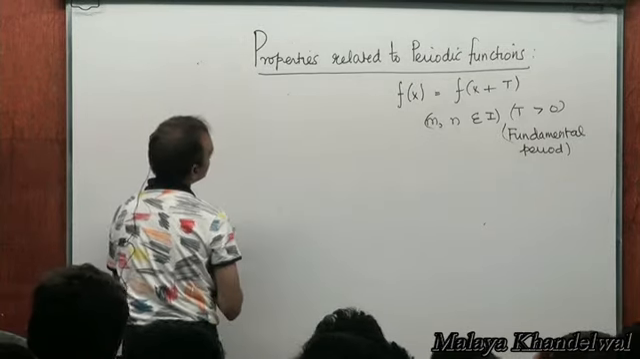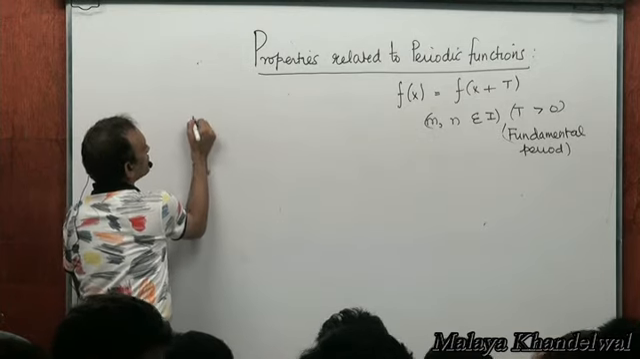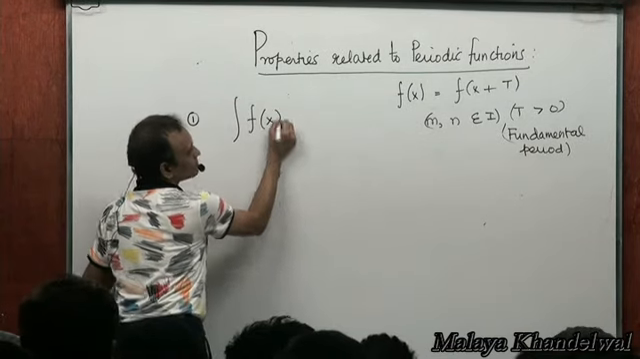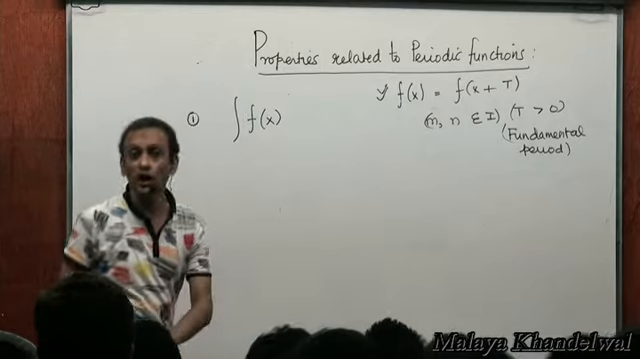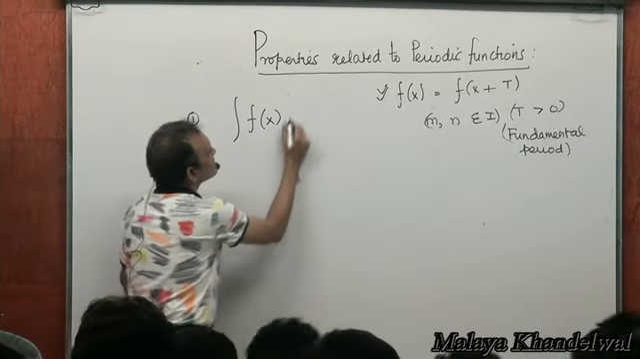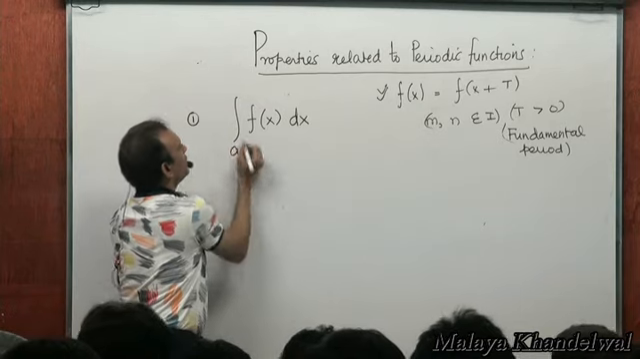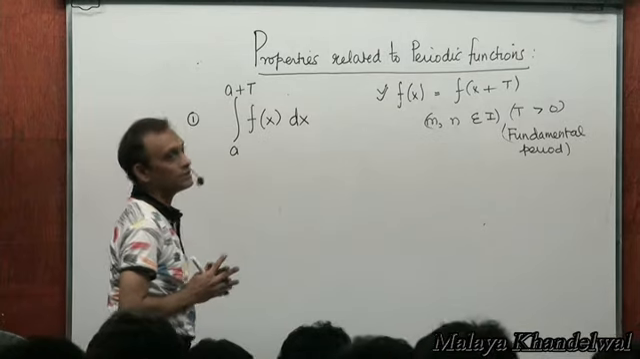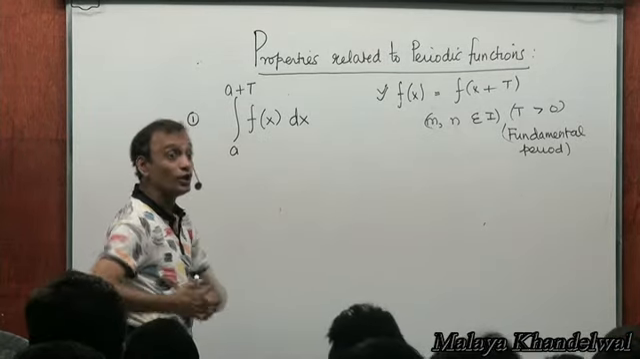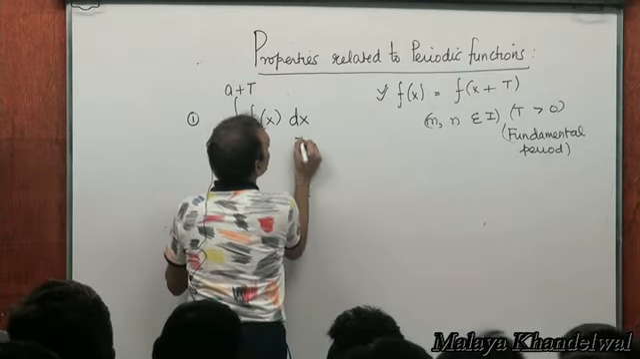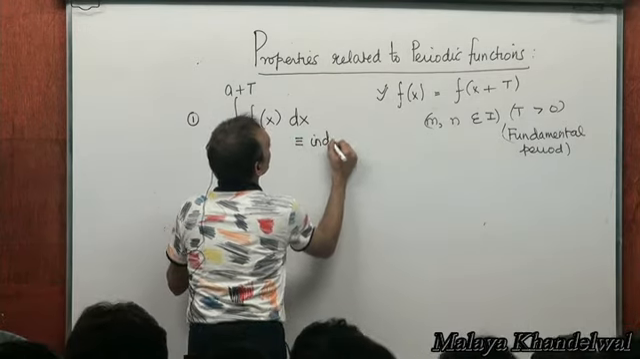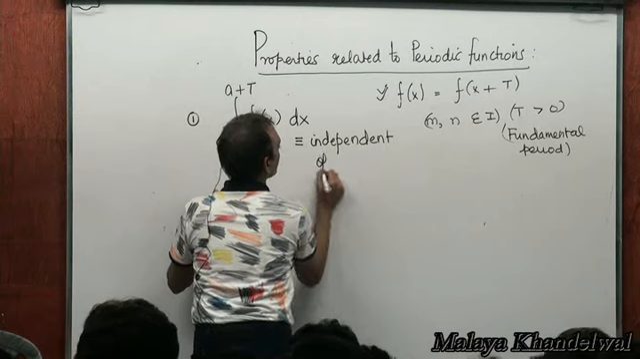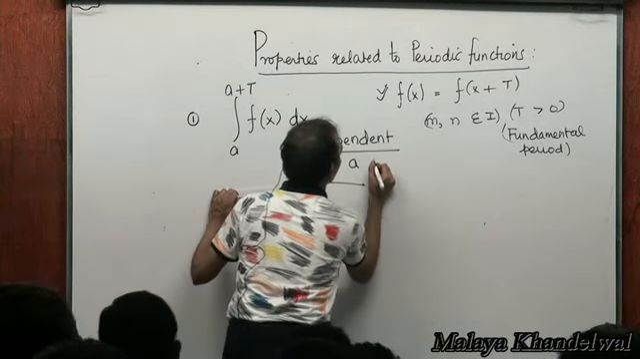Now, the first property is: if f is periodic, so I'm talking in all these cases about a periodic function f, right? The integral of f(x) dx from a to a plus T. A can be any real number. I claim this will not depend on a. I claim that this will be independent of a.